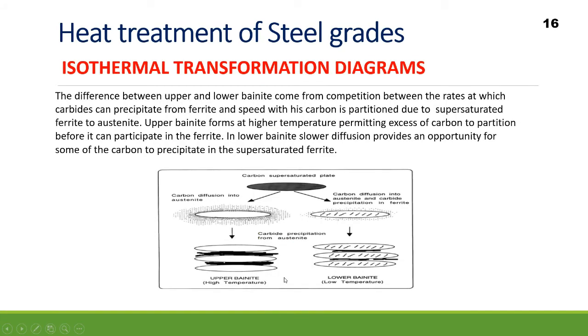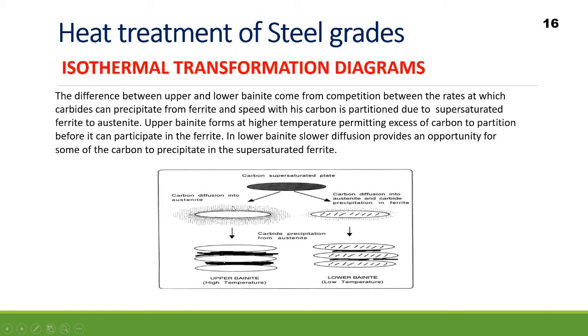Now let's see how and under which conditions it will form. The difference between upper and lower bainite comes from the competition between the rate at which carbide can precipitate from ferrite and the speed with which carbon can partition from the supersaturated ferrite to austenite. Okay, let's see it in this way. Here you see carbon supersaturated plates, and there are two possibilities.